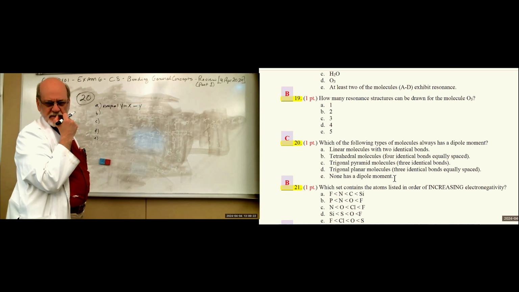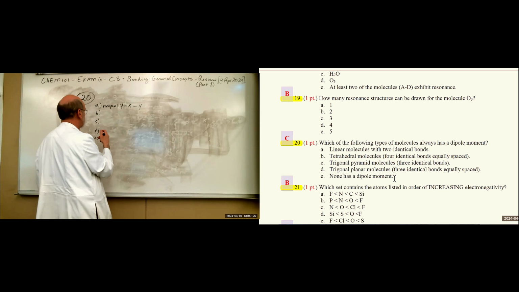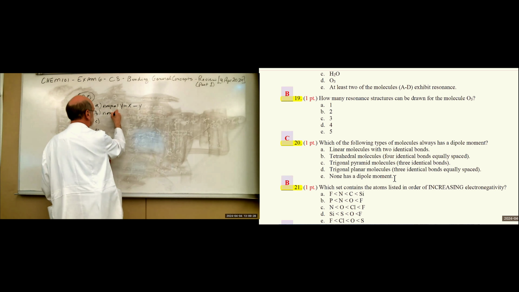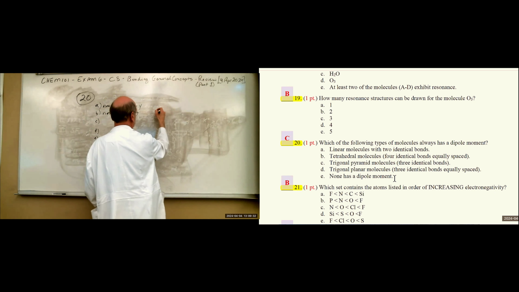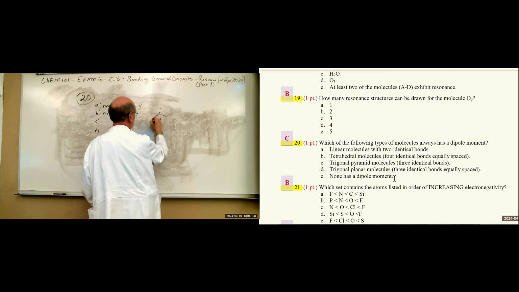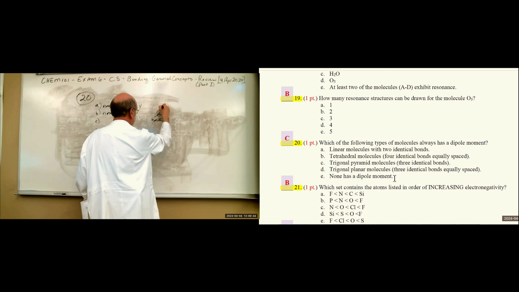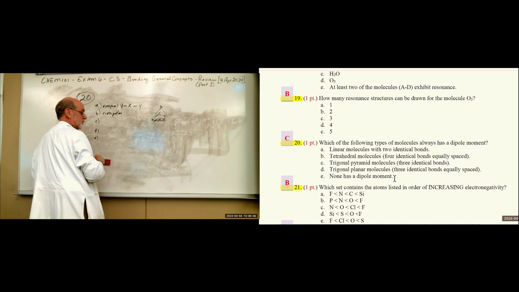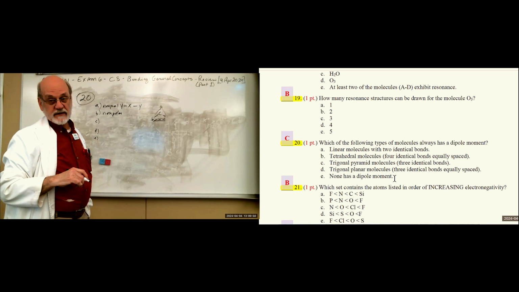How about B? Tetrahedral molecule with 4 identical bonds, equally spaced. That's definitely nonpolar. Any example will do. Methane. Identical bonds all around. That's nonpolar. So it never has a dipole moment.